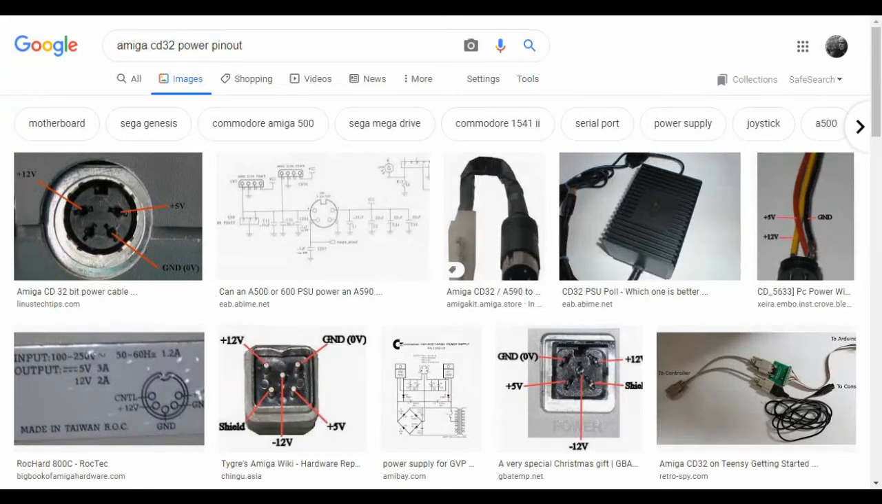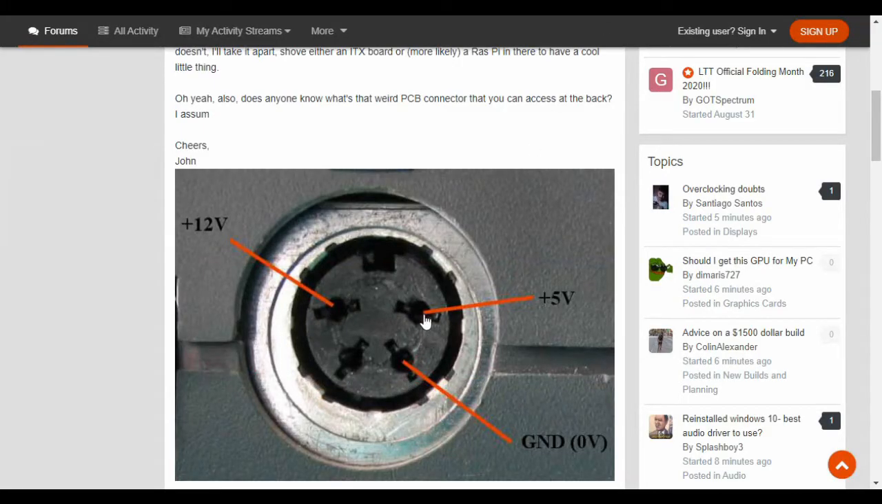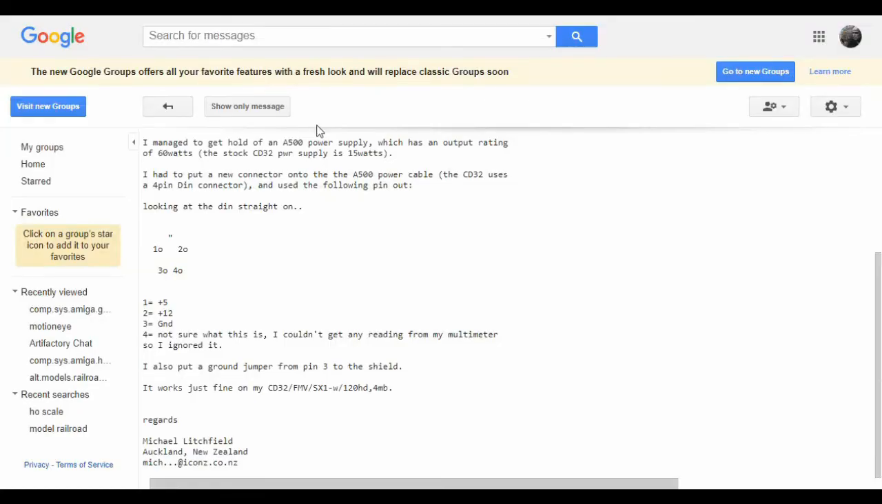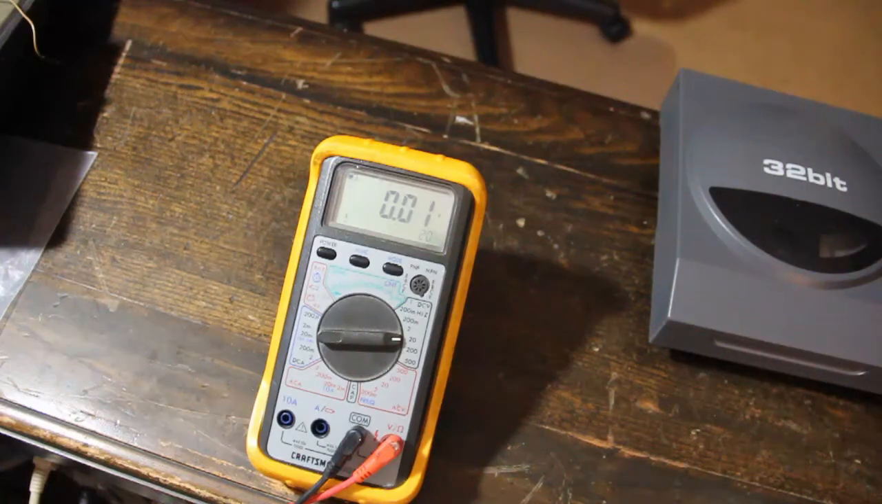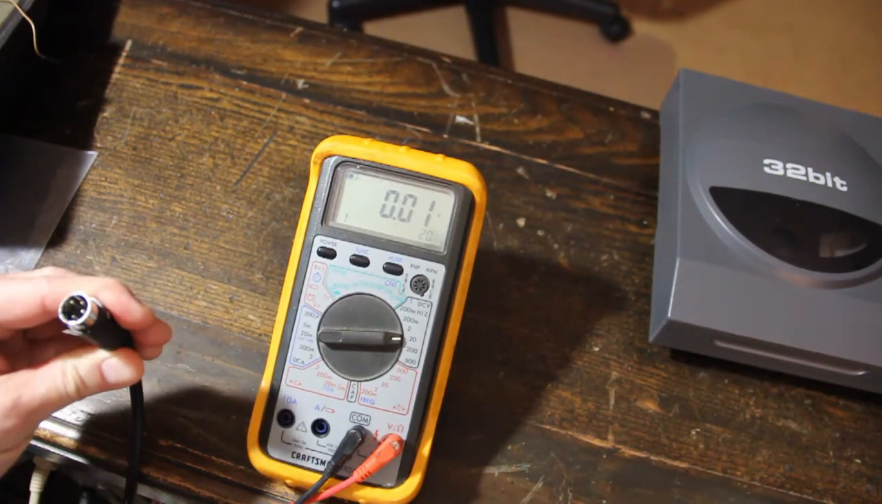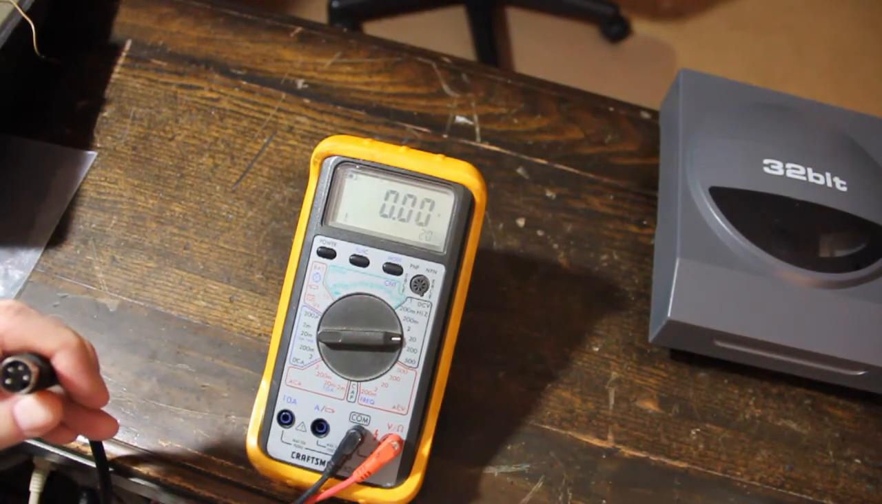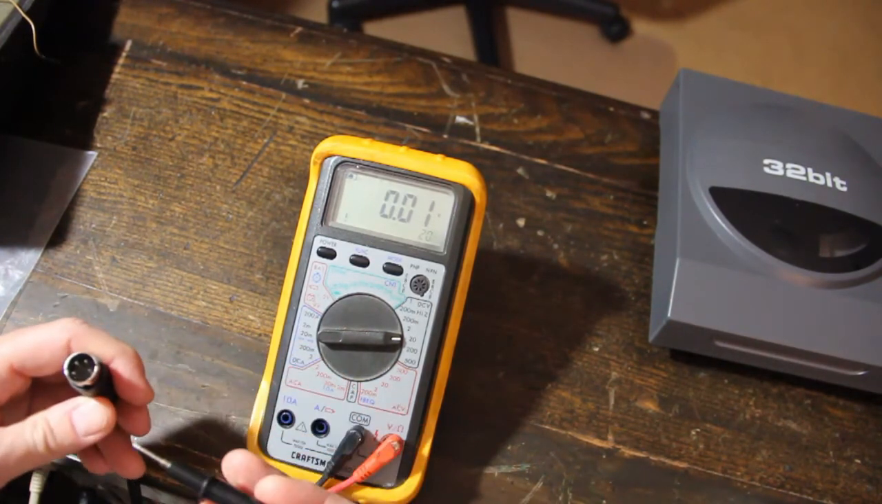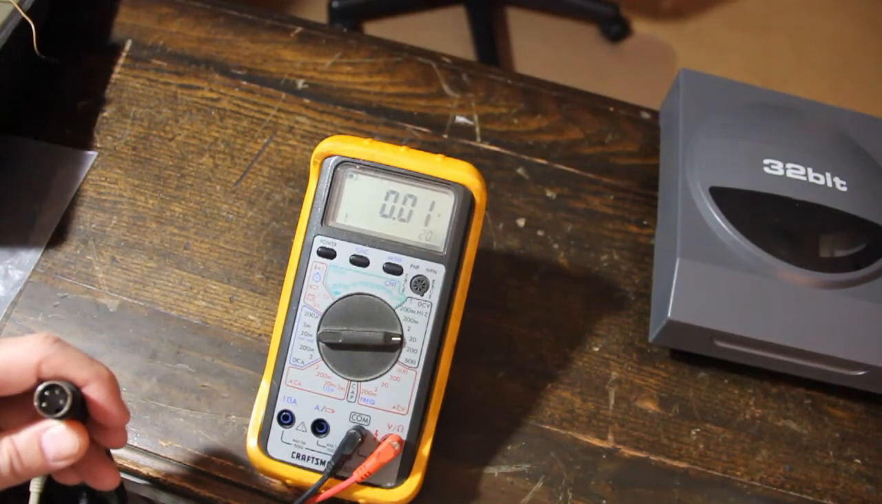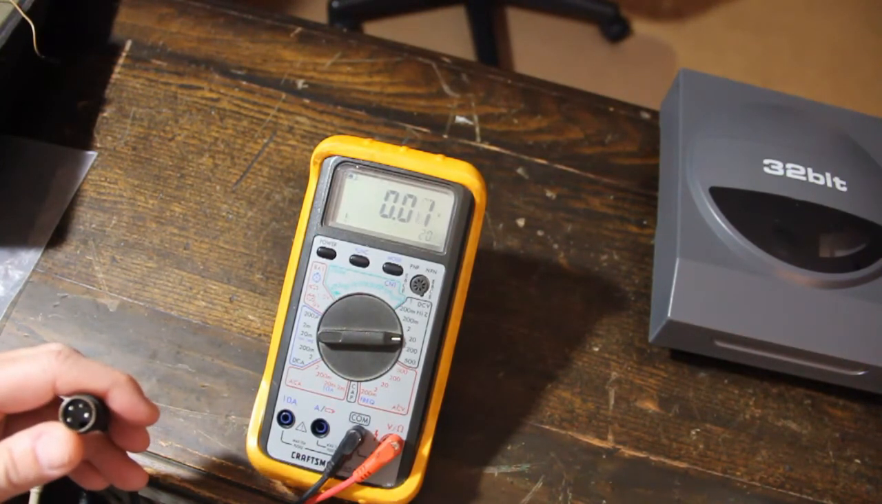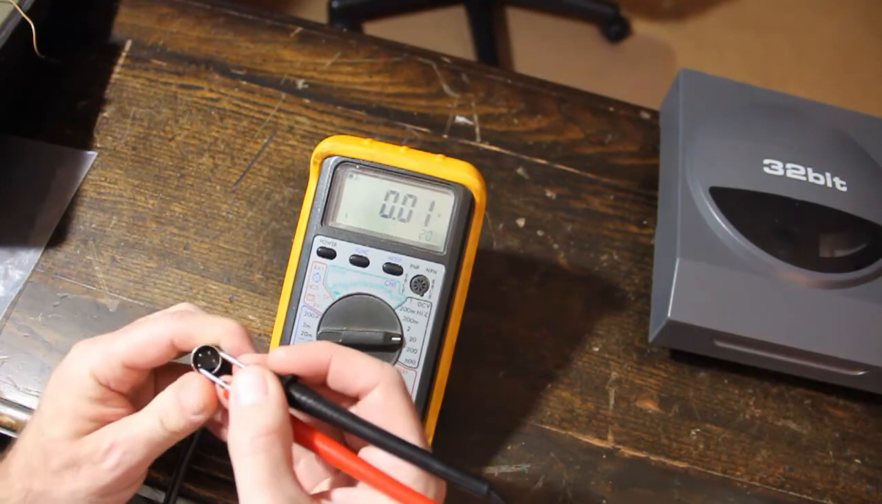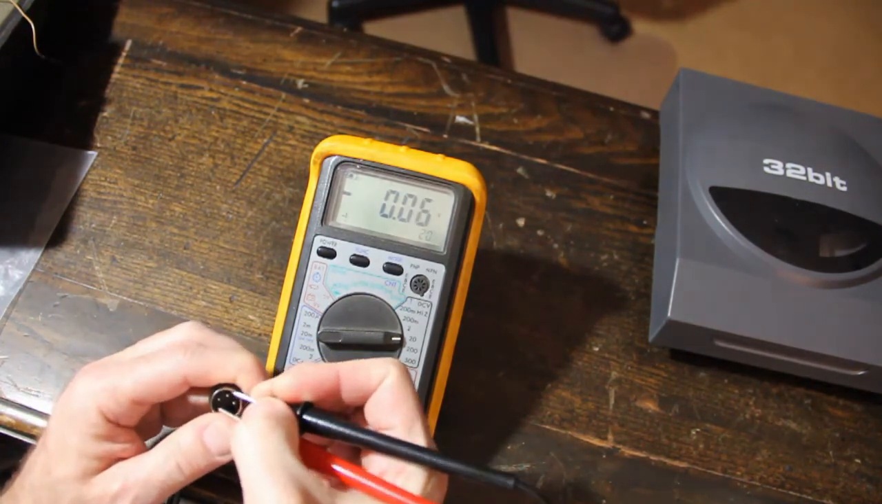Well, I went ahead and clicked the Google images, and I found this one. When I open that page, this matches the Google Groups. So we're looking directly at the PSU end. And ground is pin 3, which is this top corner over here, and the one across from it is 12 volts.